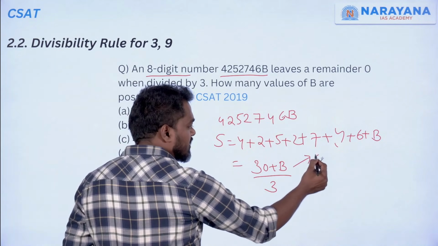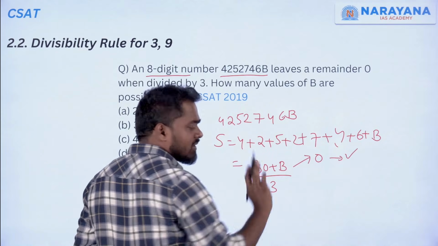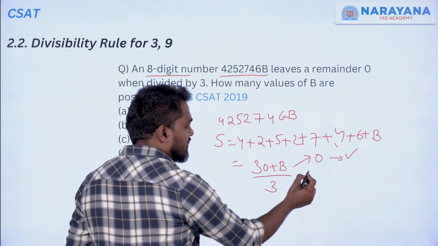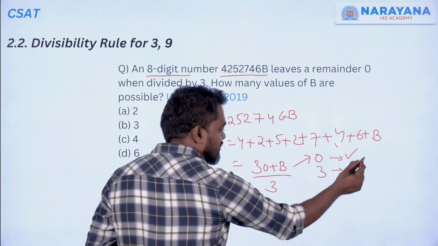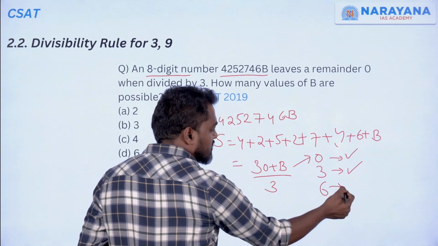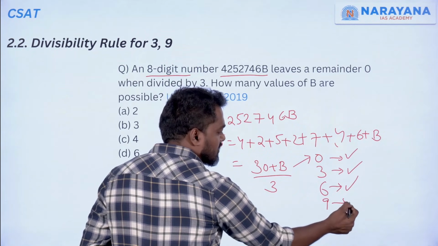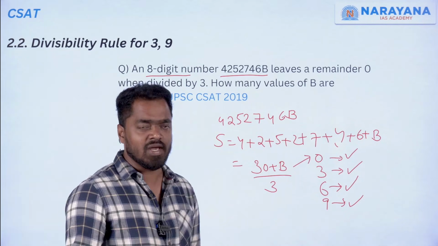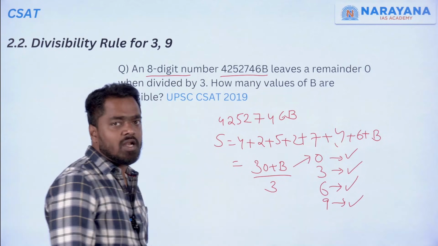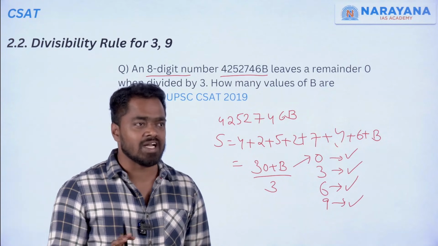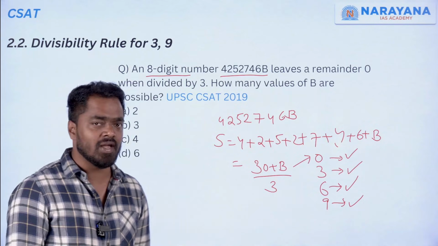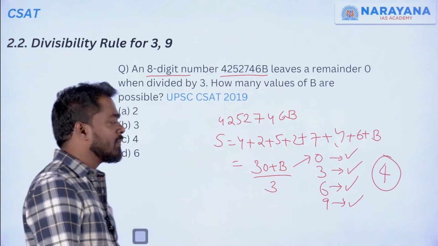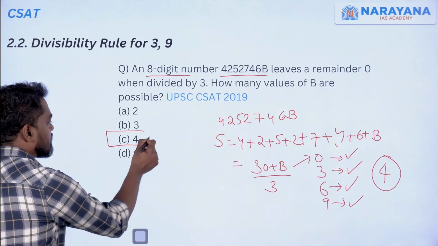So if you give 0, 30 plus 0, yes, it is divisible by 3. Next, if you give 1, not divisible; 2, 32, not divisible; 3, 33 is divisible. Next, if you give 6, 36 is divisible. If you give 9, 39 is divisible. You can take only the digits from 0 to 9. So for all these values, that particular sum is divisible by 3, which means the whole 8-digit number is divisible by 3. So what is the number of possible values? 4. So the answer is 4.